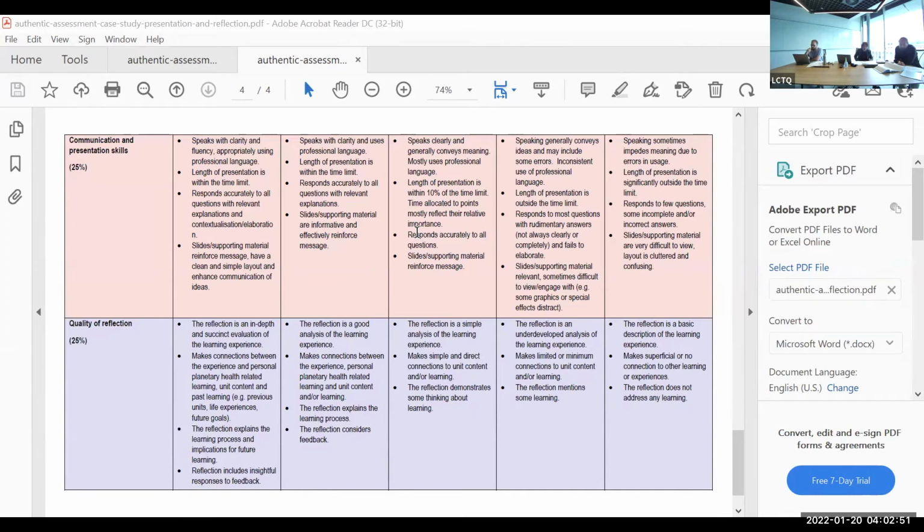It's relating the experience to the course content. So perhaps a wave has to occur there. The third bullet point: the reflection explains the learning process and implications for future learning. And the reflection includes insightful responses to feedback. So that's reflecting on the learning process itself, perhaps related to the theme of cognitive challenge in the literature review, or perhaps evaluative judgment. Mm-hmm. So perhaps specialization is coming in there.